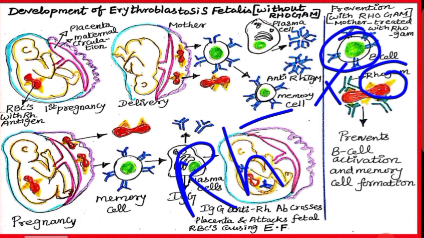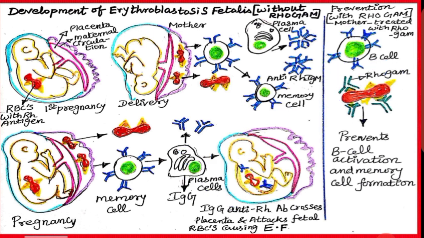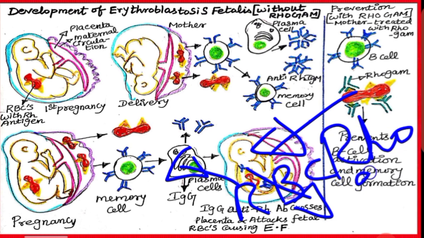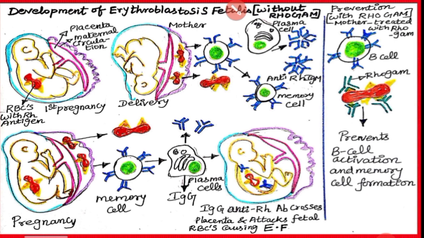After the first delivery, what will happen? When the baby comes out of the mother's body, the baby's RBCs mix with the mother's blood. So doctors immediately administer the ROGAM. That ROGAM has the capacity to destroy the RBCs produced by the child. Got it?